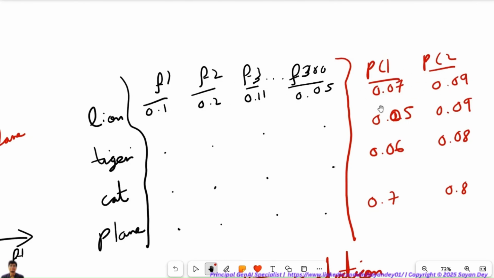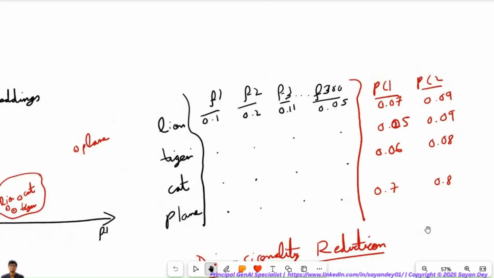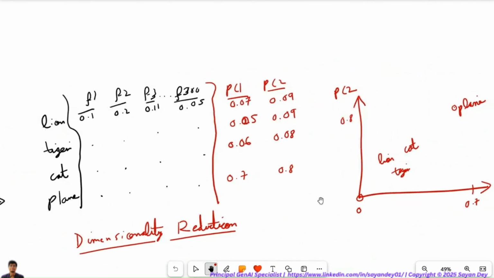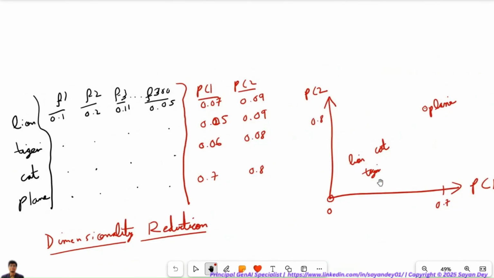Principal components are nothing but 2 new features that we are creating. So now lion is 0.07, 0.09, tiger is this, and now we can create 2 coordinate axes for the PCA, PC1 and PC2, and we can plot the same thing here. So the idea is the same. The only thing is that we are now taking very high dimensional data and representing it in terms of only 2 or 3 dimensions.